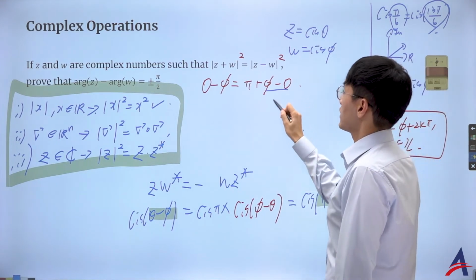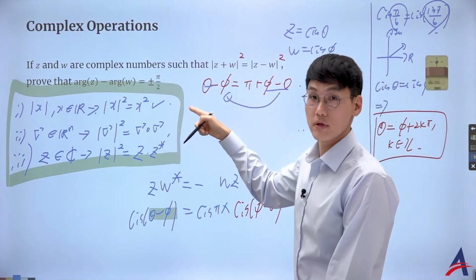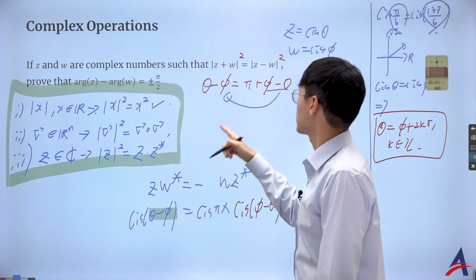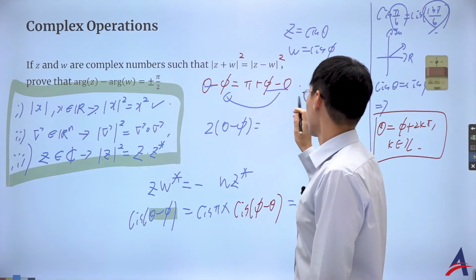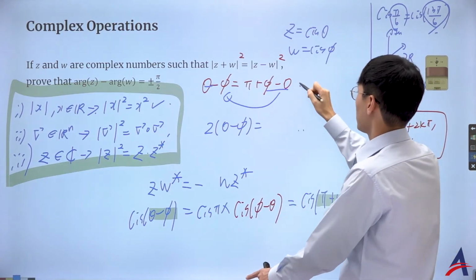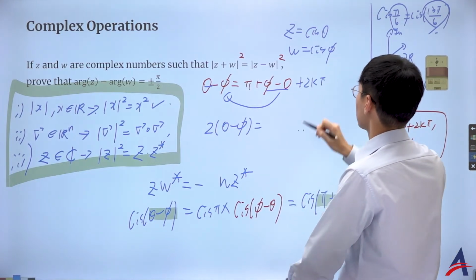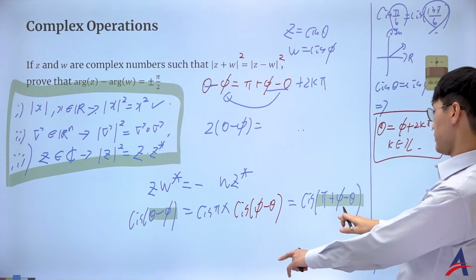So if I shift that to the other side, that gets double. It doesn't cancel out because they are on opposite sides. So twice of theta minus phi. Oh, oops, sorry. Don't forget to add 2k pi, because that's the argument, right?